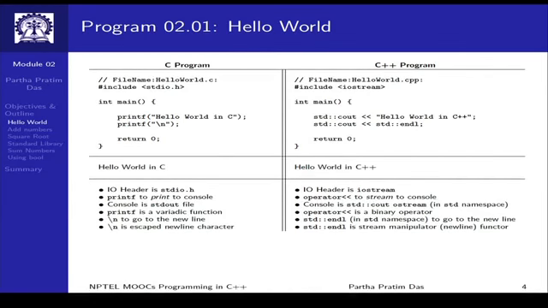First, the I/O header has changed. In C it was stdio.h, in C++ it becomes iostream. In C when we do printf, we print to the console. Here we use an operator, a pair of left arrow operators called the output streaming operator, to stream to the console, and the console was the stdout file in C. Now, it is the cout stream in C++.